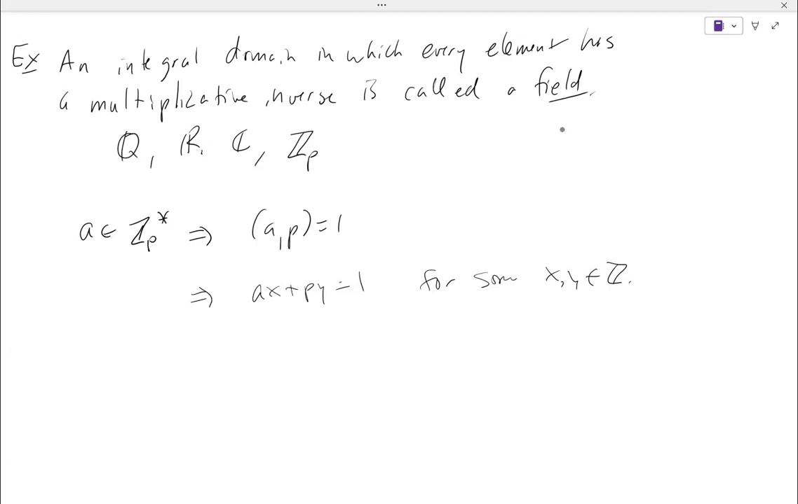the Py, what does it become when you reduce mod P? What does Py become when you reduce mod P? Careful. What's the remainder of Py when you divide it by P? 0. It's 0, right? So the P becomes 0, you get 0 times Y, which makes it 0, right? So this implies that your AX is congruent to 1 mod P, which means you have a unit, right? I have a multiplicative inverse.